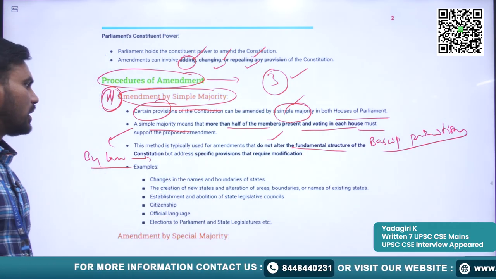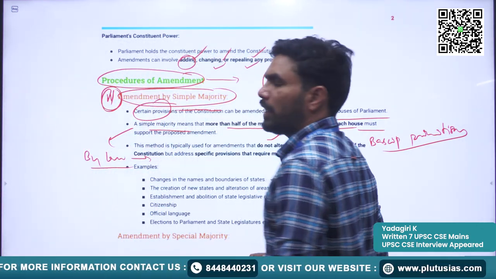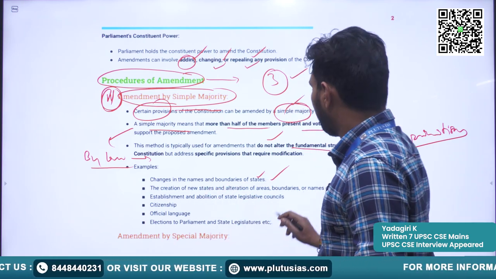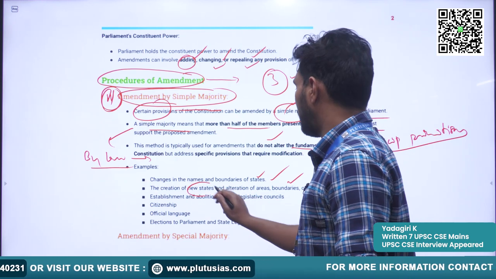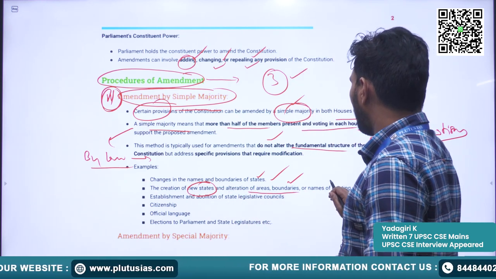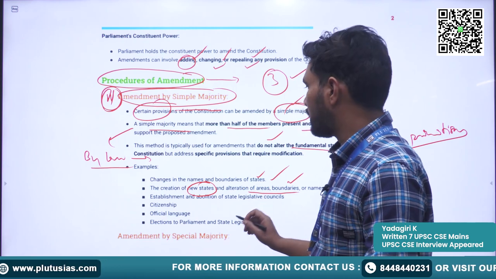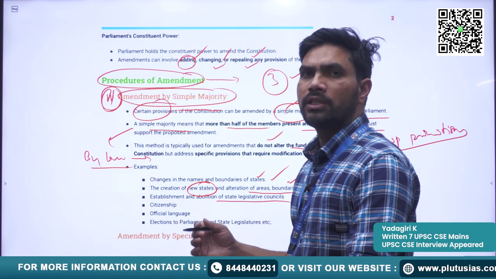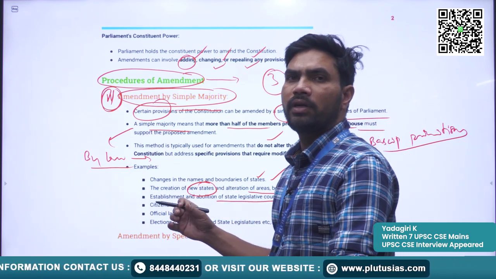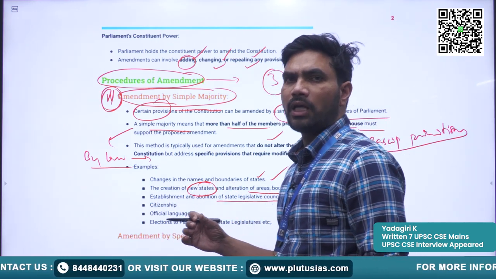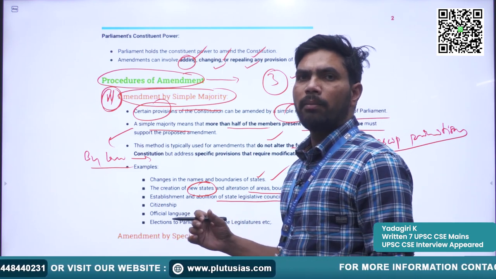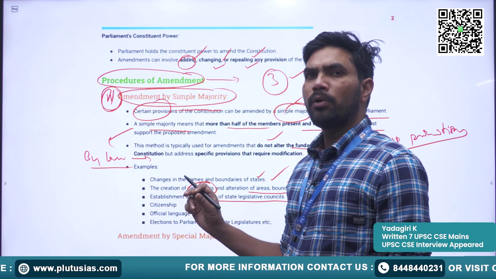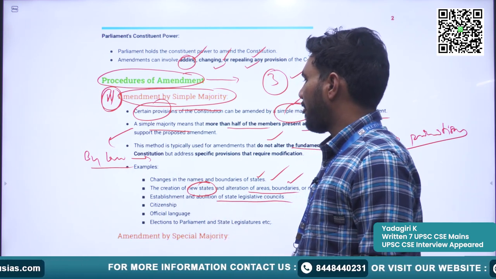So some examples are changes in the names and the boundaries of the states. This can be done by simple majority. The creation of new states and alteration of areas, boundaries or names of existing states. Similarly, establishment and abolition of state legislative councils. When we were discussing the state government, we have seen this aspect. The legislative council can be created and abolished by a simple majority by Parliament, right?